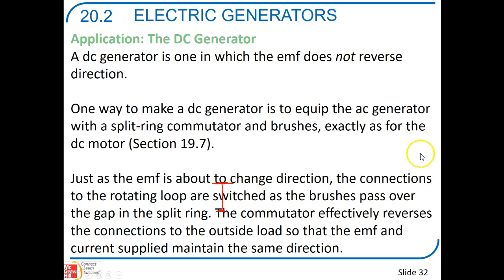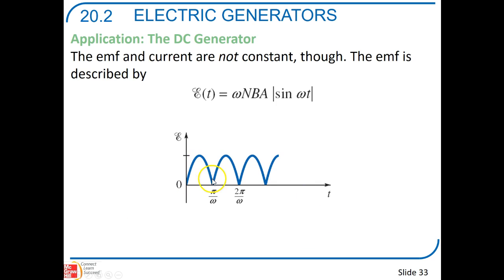For the next slide, the application we have is for a DC generator. This is one where the EMF does not reverse direction. One way to make this DC generator is to equip an AC generator with something that we call a split ring commutator and brushes, exactly as we do for a DC motor, and that was in section 19.7. Just as that EMF is about to change direction, the connections are switched, and so instead of getting the graph that we were getting before, where it was going up and all the way down and then back up again, which is really alternating current, we're going to end up with this thing where it will continually go positive.